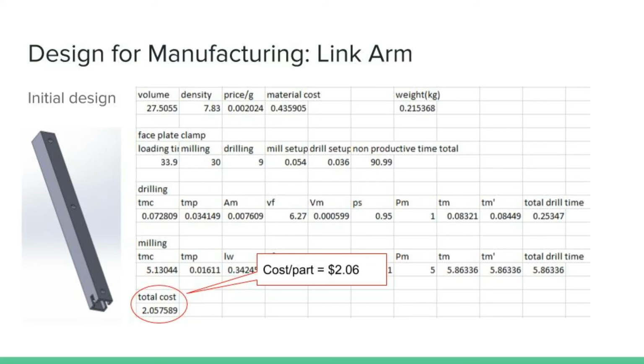With the processes selected for manufacturing done, a cost estimation for the first part, the link arm, could be made. Since this part is to be made using manufacturing from a stock part, a cost estimate based on machining was made with a cost of $2.06 per part. However, a few redesigns were needed to make this part more manufacturing and dimensionally friendly.